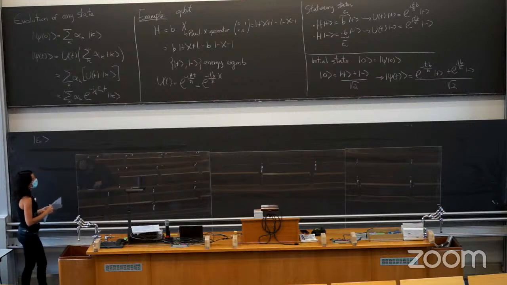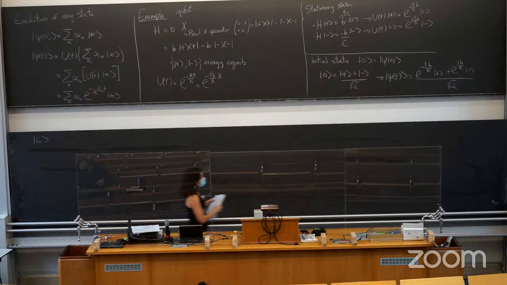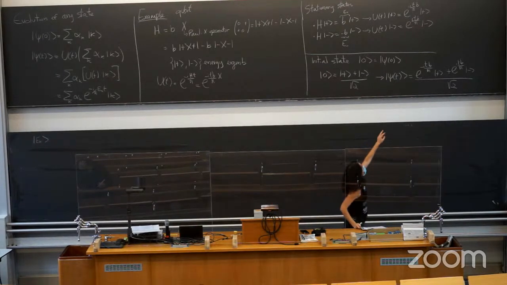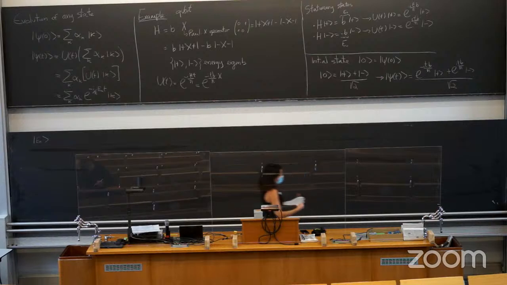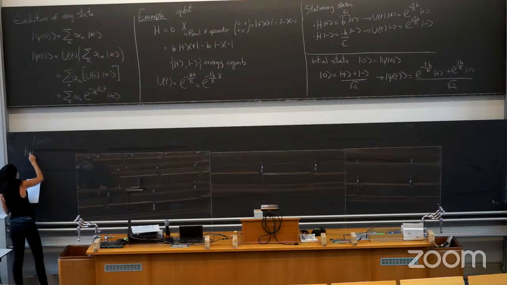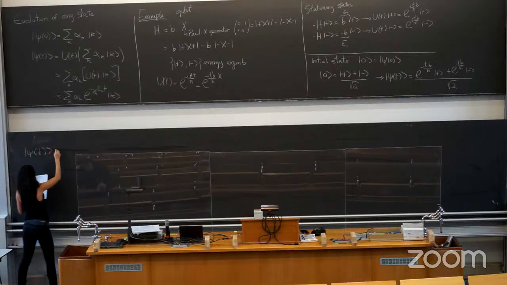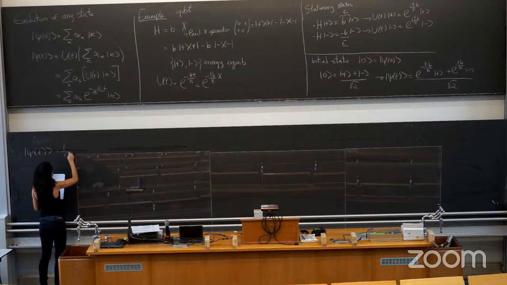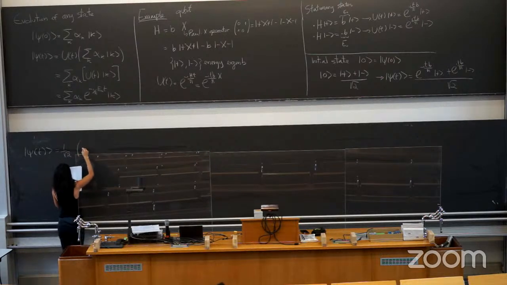And now in principle, you could plug it into Mathematica or any computer and just ask it to give you the evolution of the state. But there are some analytical ways to see what's going on. So let's do this. I'll just rewrite here what we have there. So we have 1/√2, and then we have e^(-iBt/ħ).